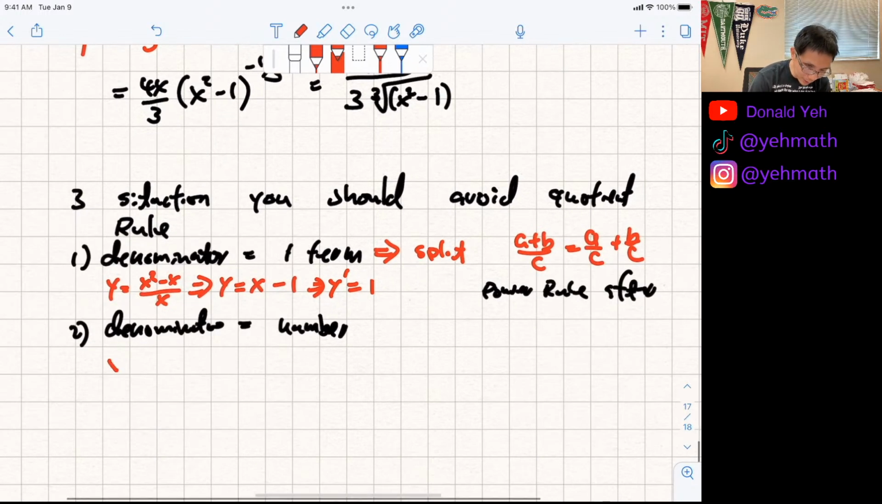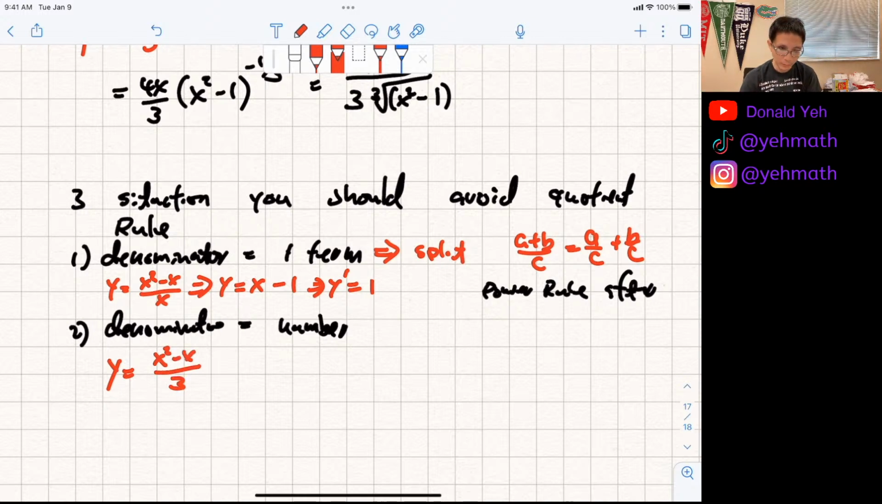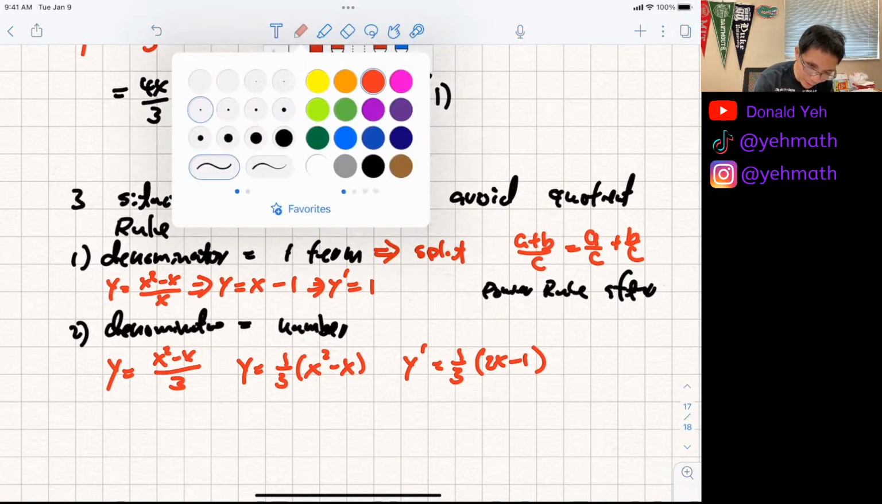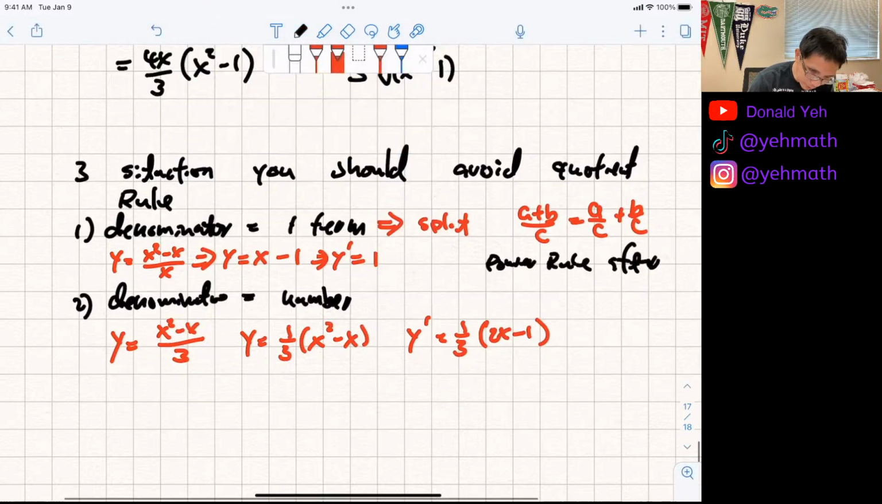When the denominator is equal to a number, it's a little bit different. So y equals x squared minus x over 3. I can just say y is equal to 1/3 times x squared minus x. And I can take a derivative: just take the 1/3 in the front, and don't worry about anything else. Just take a derivative inside, which is 2x minus 1. So I don't have to do the quotient rule at all. I just take the constant in the front because 1/3 is on the denominator.